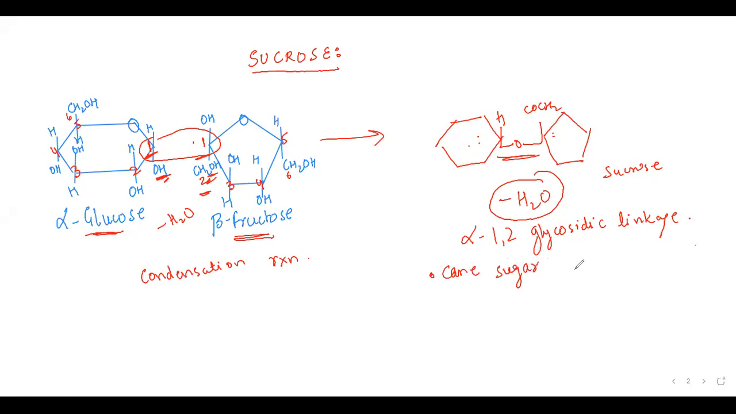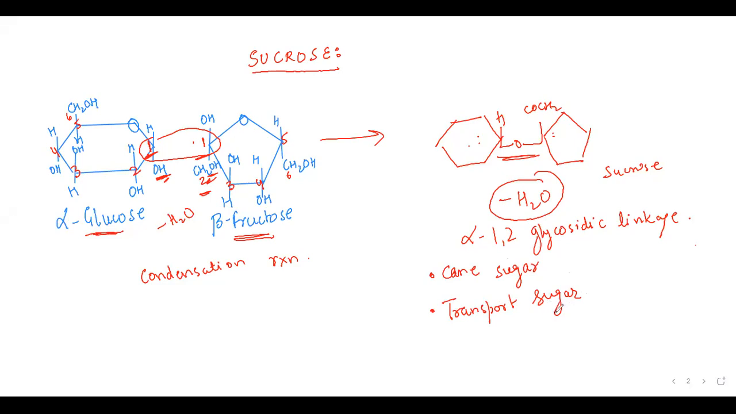This is the most common sweetener or the sugar that we find in our kitchens. This is also called a transport sugar. What is a transport sugar? It is a kind of sugar that is circulated in the plants that can also go against gravity. It will travel from roots to the leaves and from leaves to the roots.